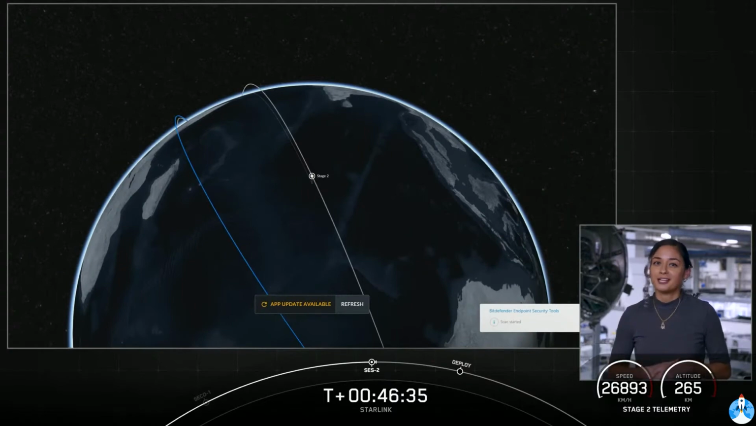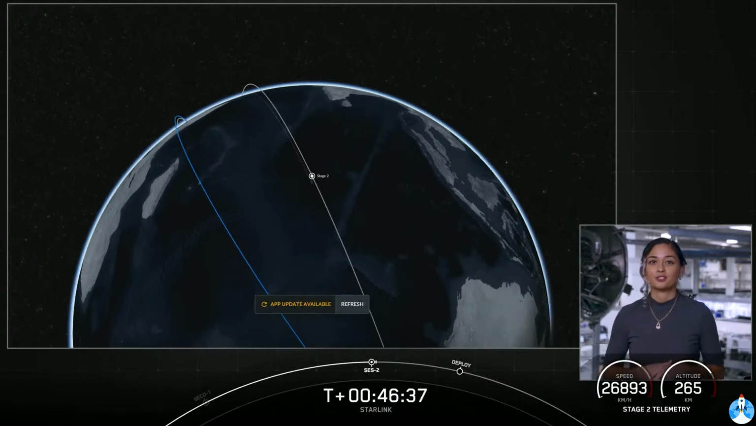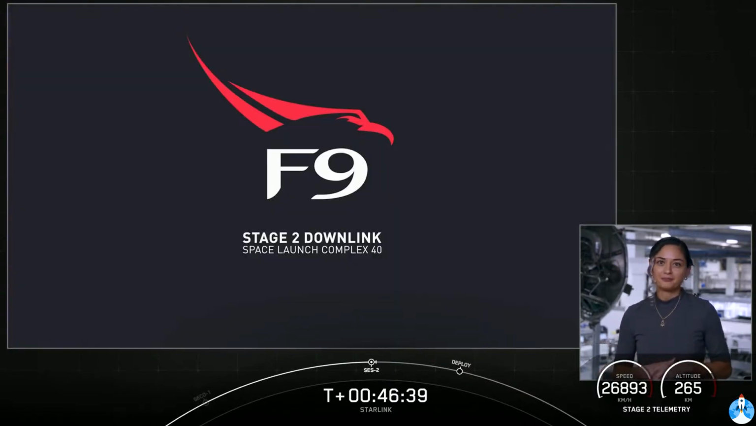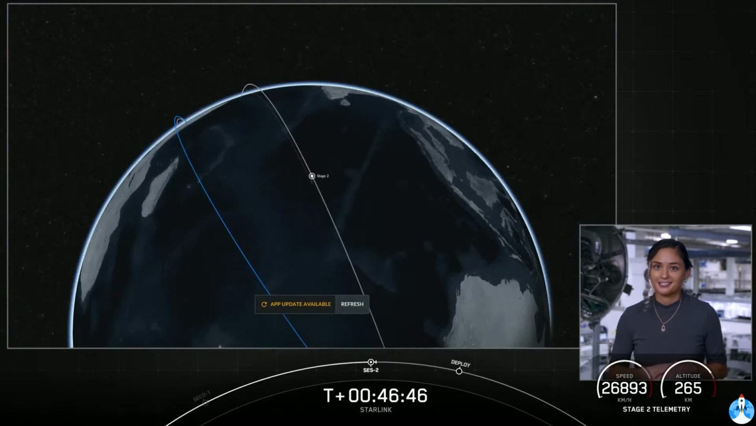We have another 15-minute coast phase before we deploy our next batch of Starlink satellites into orbit. And during this time, the spacecraft will start to spin along its central axis, giving the Starlink satellites the momentum that they need to space themselves out over time after they deploy.